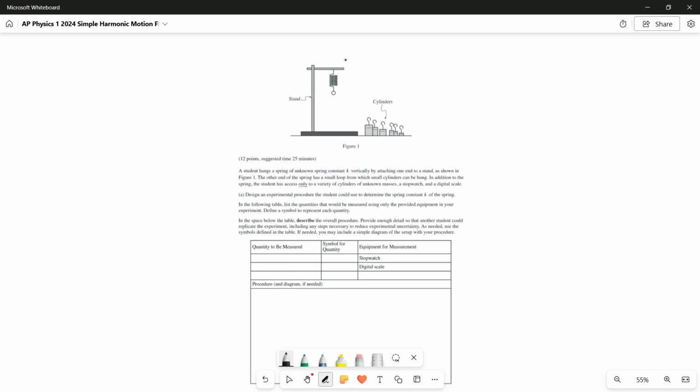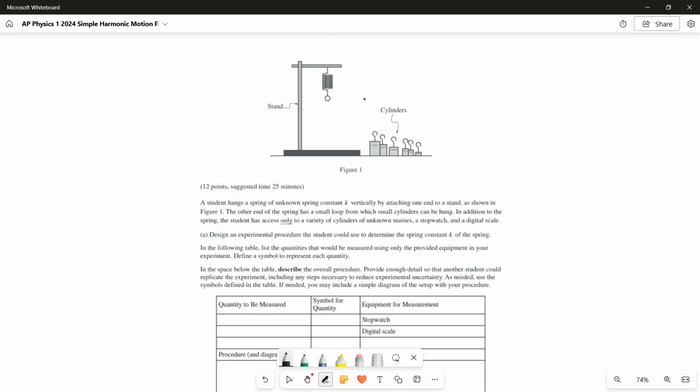Welcome to another AP Physics 1 practice problem session where I'm just going to do another AP Physics 1 problem. Now, this problem is very unique because this is actually an experimental design problem.